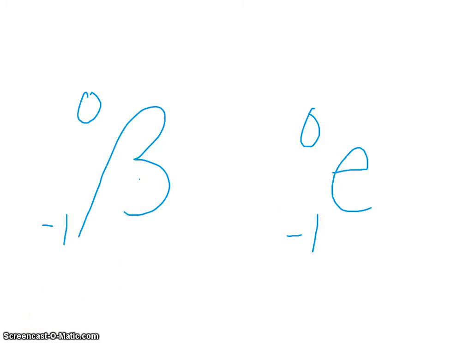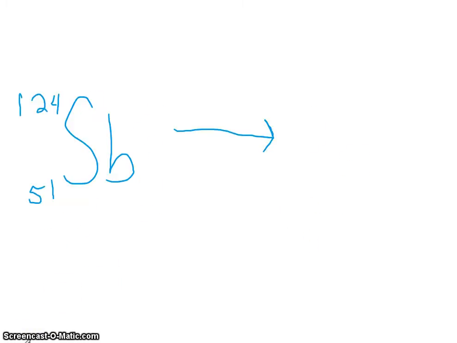With beta decay, we will once again have an unstable isotope of a substance, in this case antimony. This is antimony-124. When it undergoes beta decay, it's going to release a beta particle. The beta particle will then be written as one of the products.